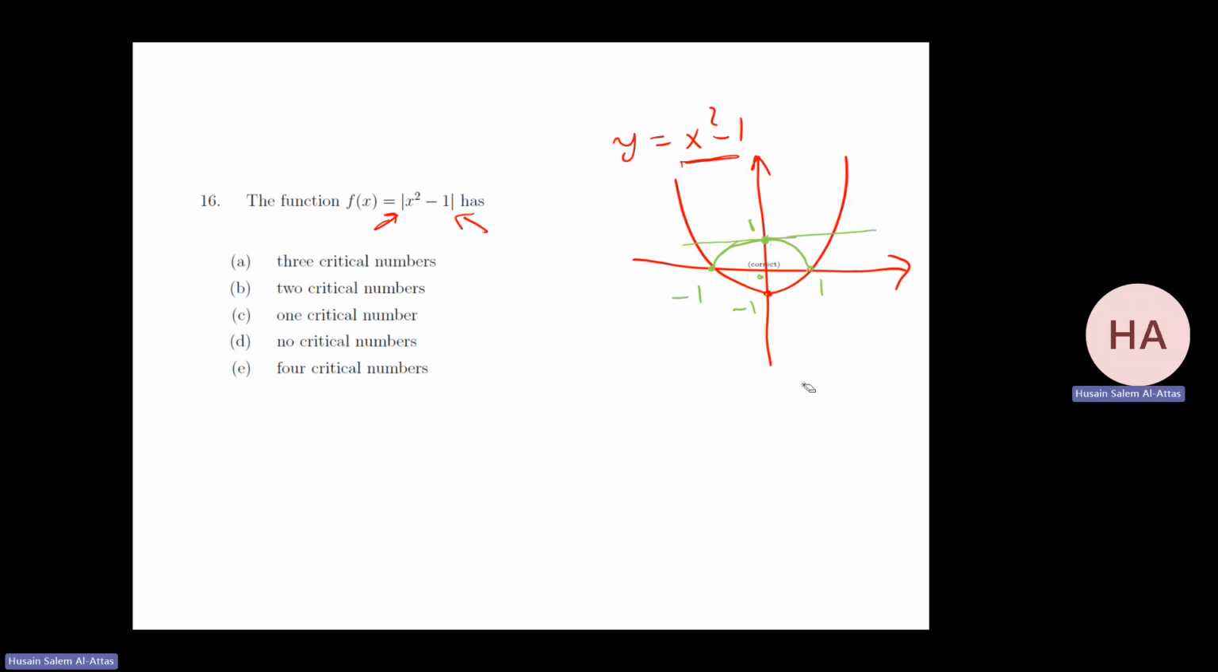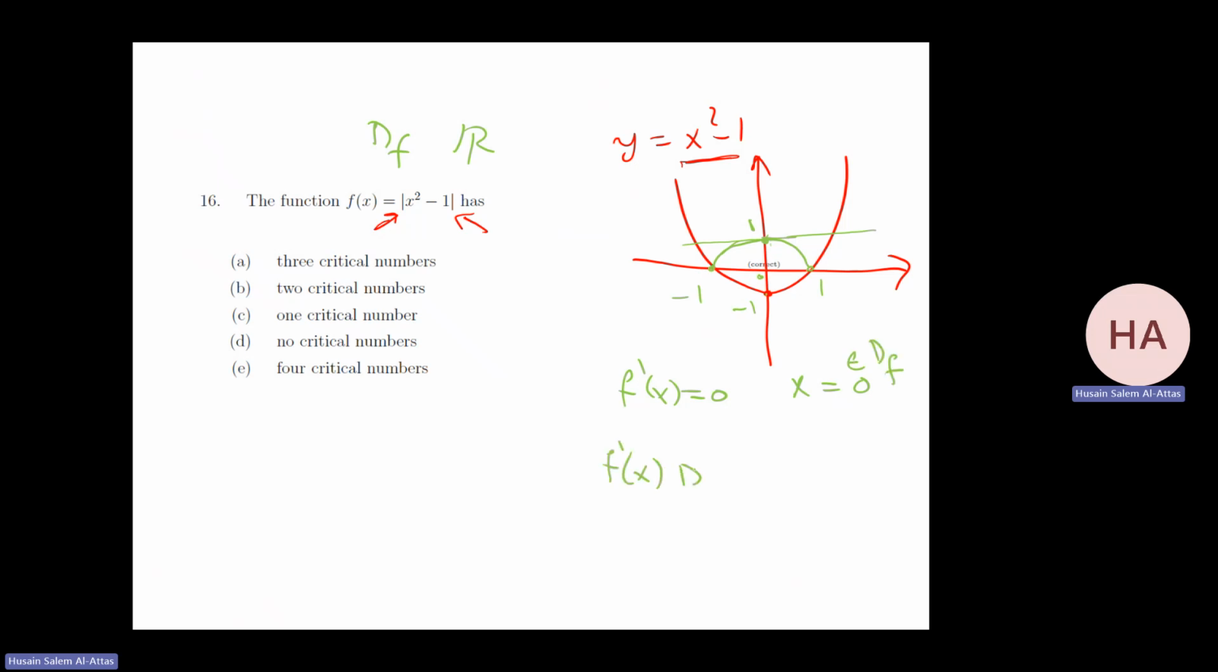From the graph, I need to check when f prime is equal to 0. f prime is equal to 0 if x equals 0. Is it in the domain of f? What's the domain of f, by the way? All real numbers, we have no restriction. So this belongs to the domain of f. Yes, so it's a critical number.